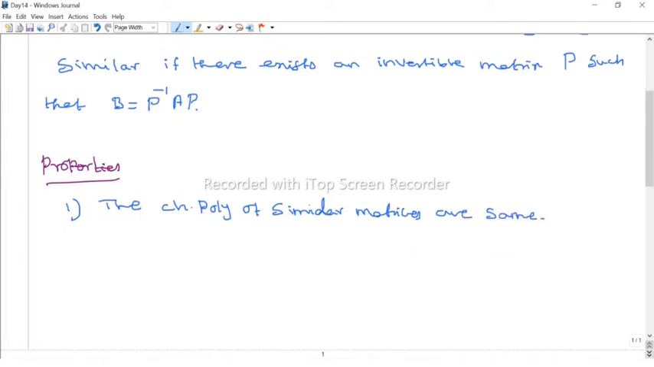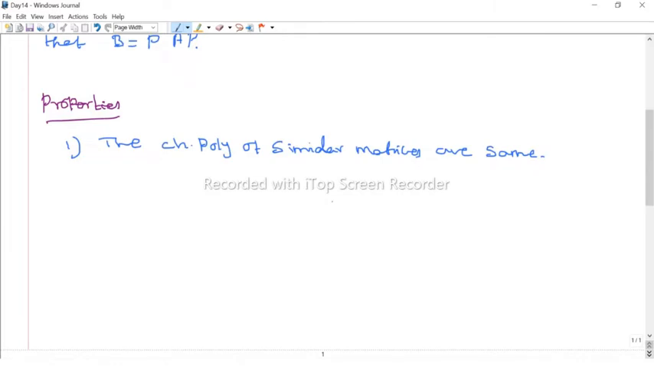Why? Now, what is the characteristic polynomial of A? Suppose we take determinant of A minus xI. This is the characteristic polynomial of A. So the characteristic polynomial of the matrix A is nothing but determinant of A minus xI. Or we start with the characteristic polynomial of B, it's not an issue. By the definition, it is determinant of B minus xI.